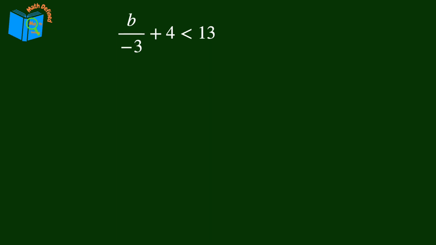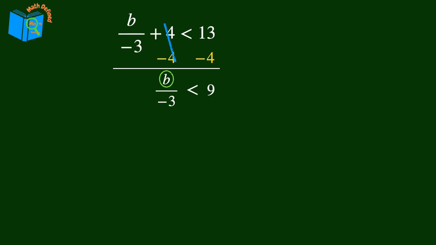Let's see if you can solve this next one along with me. The variable b divided by negative 3 plus 4 is less than 13. See if you can predict each step as you follow along. First, subtract 4 from both sides. On the left side, the 4's cancel out, leaving b over negative 3 is less than. On the right, 13 minus 4 is 9.